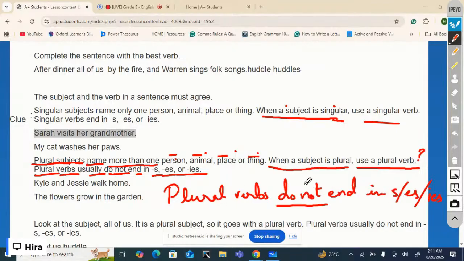Then you must remember how and when we use plural verbs. We use plural verbs when the subject is plural, when the subject names more than one person, more than one animal, more than one place or thing. Let's read some sentences and then you'll understand what I'm trying to say.